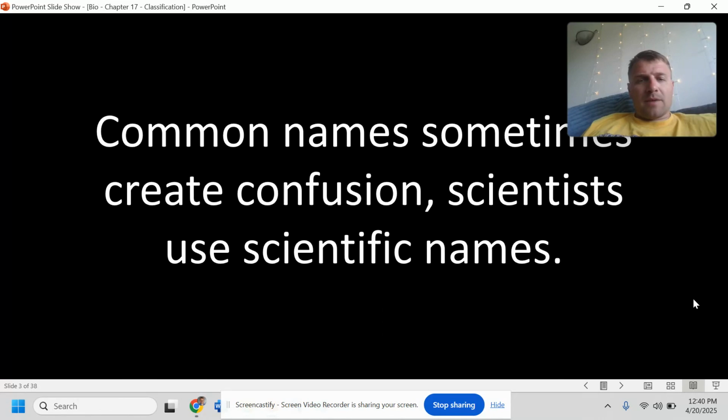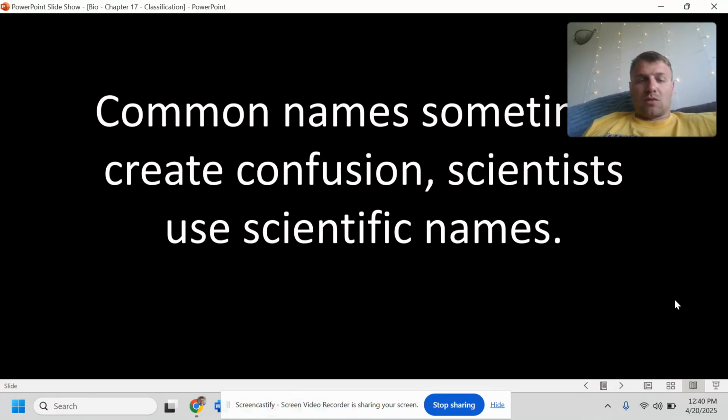Now, we don't use common names because the common names that we give living things can be confusing. For instance, tomato or coyote sounds pretty clear, we all know what those things are, but there are many types of tomatoes and there are many types of coyotes. So how do we differentiate these names and make sure we don't have any confusion with these names?